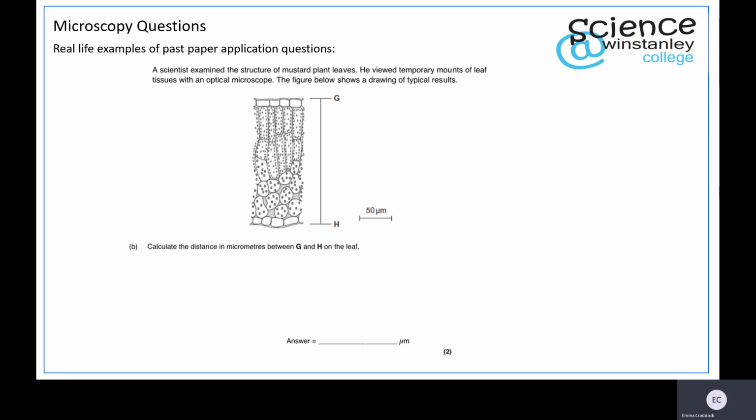So B, this time it's asked you to calculate a distance in micrometers between G and H on a leaf. So I've put the measurements for you. So between G and H is 64 millimeters, and the scale bar is 16 millimeters long. So work out how far G and H are on the leaf. So the actual distance between G and H. Pause the video and have a go.